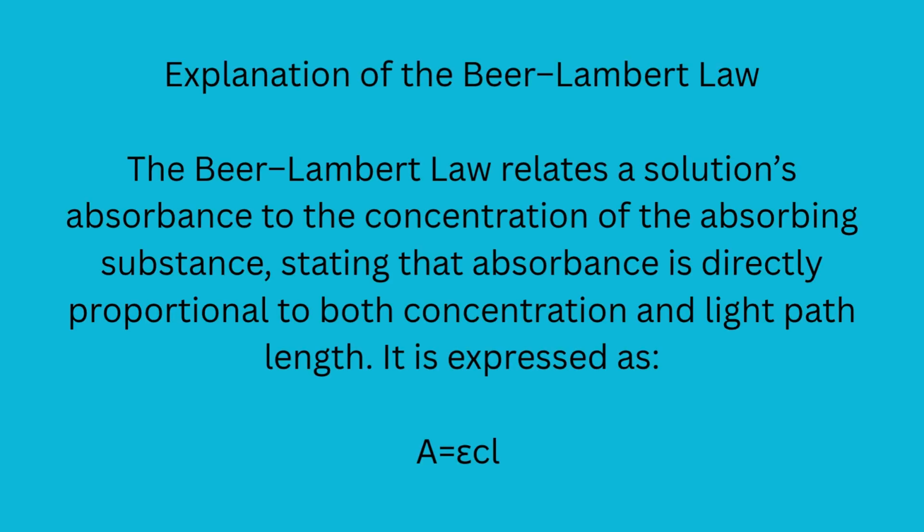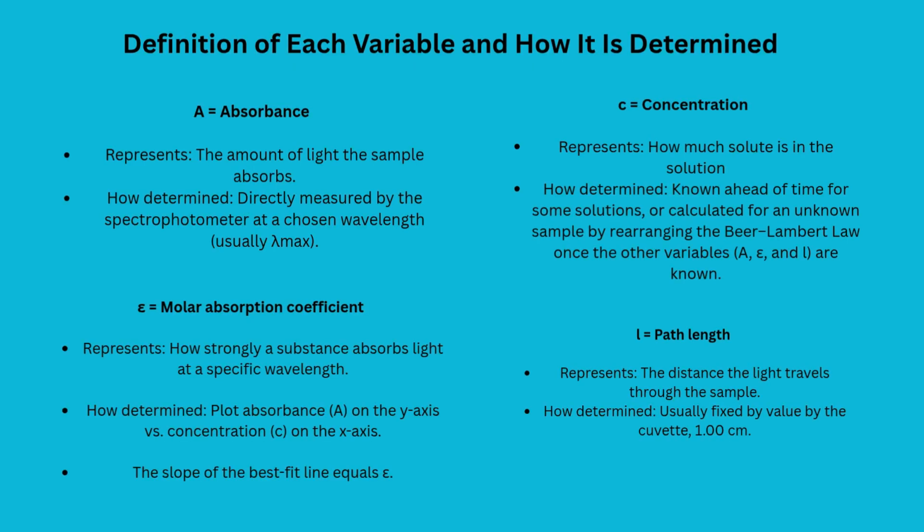The Beer-Lambert law relates a solution's absorbance to the concentration of the absorbing substance, stating that absorbance is directly proportional to both concentration and light path length. Beer-Lambert's law is associated with the equation A = εLC, where A is the absorbance, which represents the amount of light the sample absorbs. ε is the molar absorptivity, or how strongly a substance absorbs light at a specific wavelength. Then L is the path length in cm, and C is the concentration in molarity, or moles per liter.